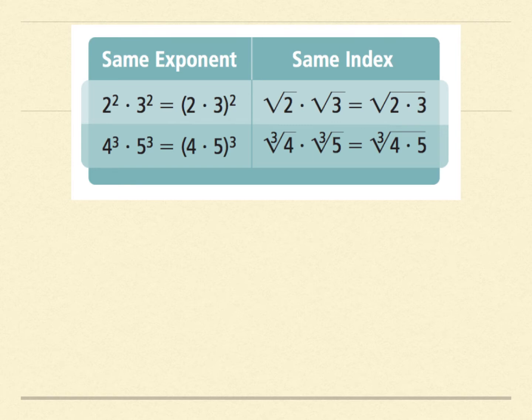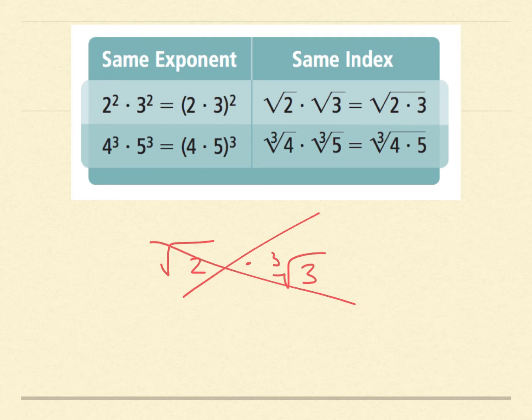So in order to multiply or divide numbers with exponents or numbers with radicals, we need that exponent or radical to be the same thing. So we wouldn't be able to multiply the square root of 2 times the cubed root of 3. We can't do this because we need whatever our index is to be the same, or whatever our exponent is to be the same. So it has to be the same.